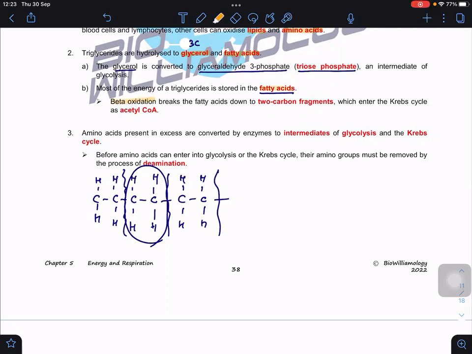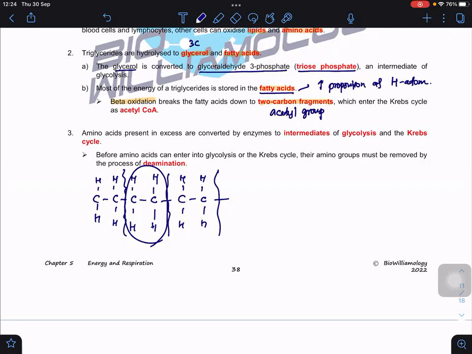Beta oxidation on this fatty acid breaks it down into 2-carbon fragments, which is called acetyl group or acetate, which can enter the Krebs cycle as acetyl coenzyme A. And we do know that fatty acid contains a higher proportion of hydrogen atoms. Therefore, lipids, when you look at the fatty acid, give us a higher energy density. Later we're going to look at this.